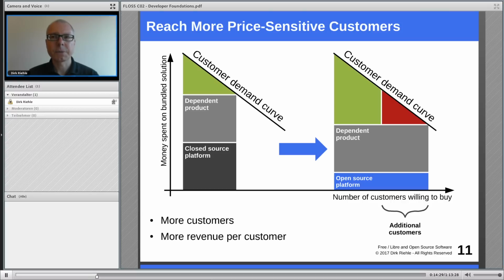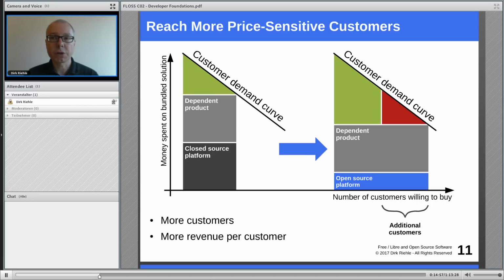Look at the left side. With a closed source platform and a dependent product on top of it, if you share 50-50, that defines how many customers you can reach. Some customers have enough money, some don't, and there's a cutoff, which is where the combined license fees are still affordable to the customer, and so forth.